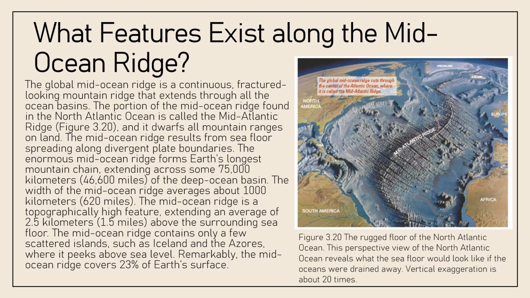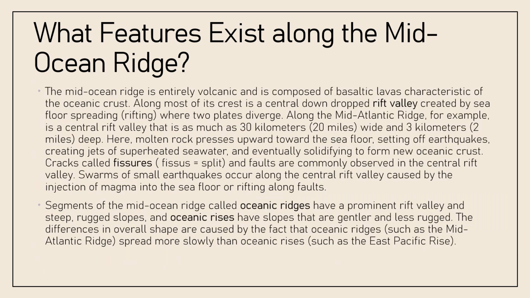The width of the mid-ocean ridge averages 1,000 kilometers, and it is a topographically high feature extending an average of 2.5 kilometers above the surrounding floor. The mid-ocean ridge contains only a few scattered islands such as Iceland and the Azores, where it peaks above sea level, and remarkably it covers 23% of the Earth's surface. So these are some of the features of a mid-ocean ridge.